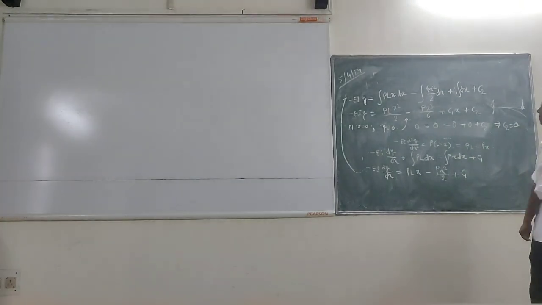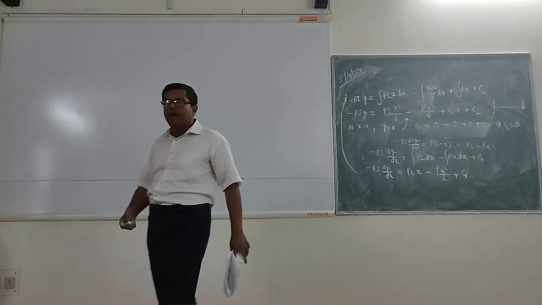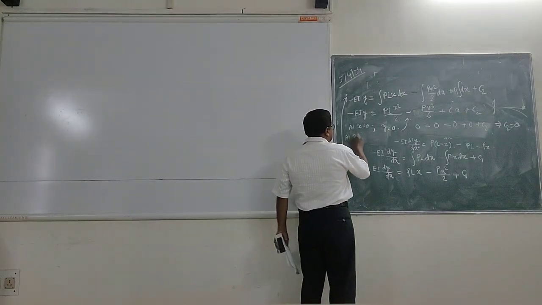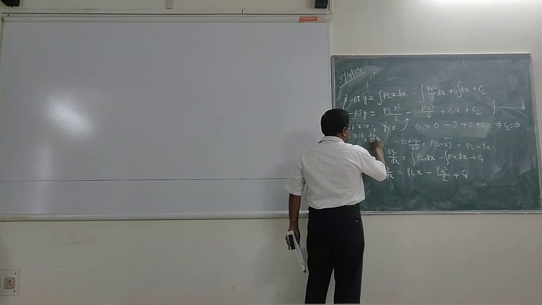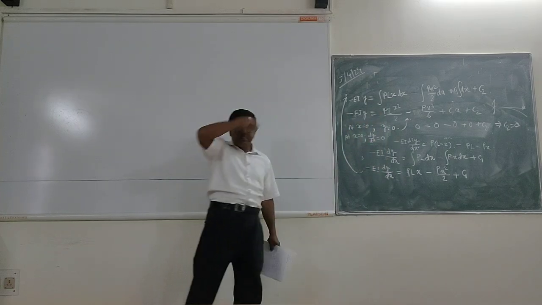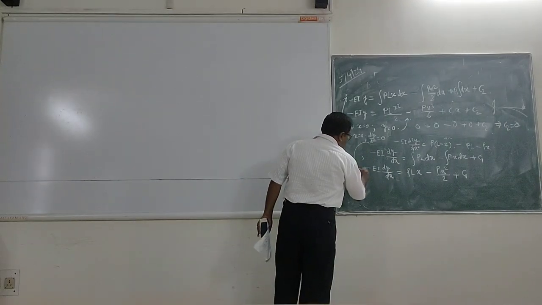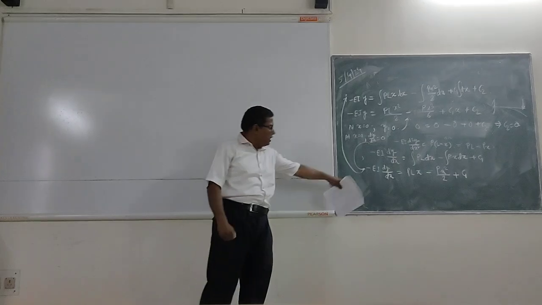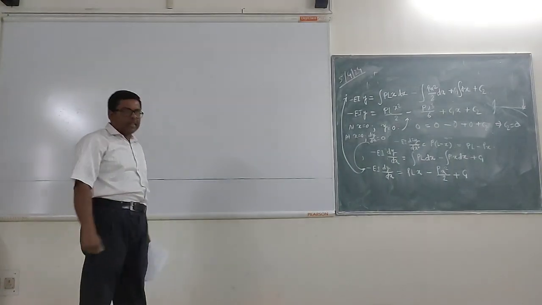Clear? Now next, the condition is what? For a cantilever beam, what have we understood? At x equal to 0, dy/dx is equal to 0. So where is the dy/dx equation? The dy/dx equation is here. Correct or not? So at x equal to 0, dy/dx equal to 0.